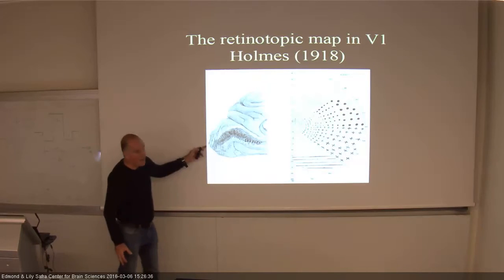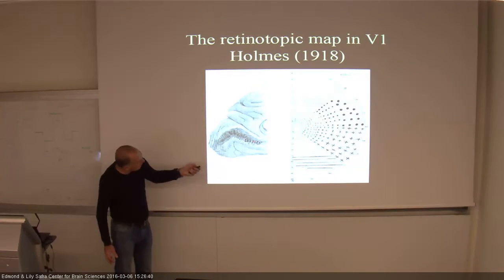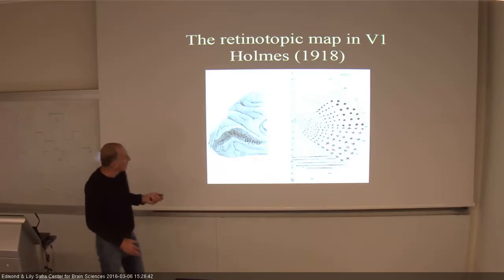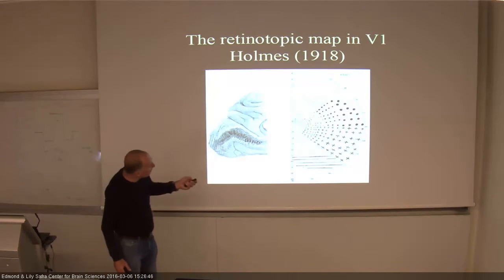You see, this is the back of the brain. This is the occipital pole here, and this is called the calcarine sulcus. And just to give you an idea, these are X's here, and they correspond to the fovea.